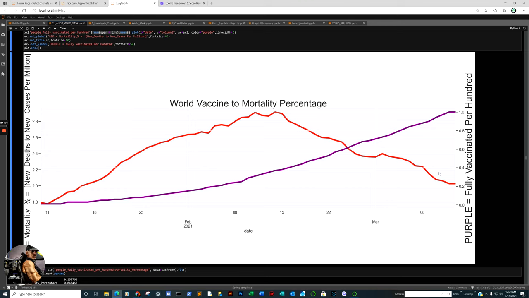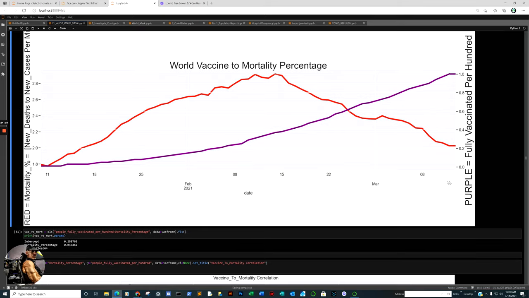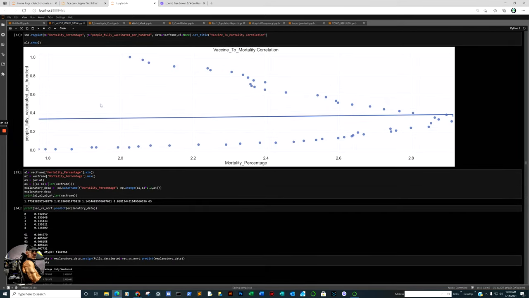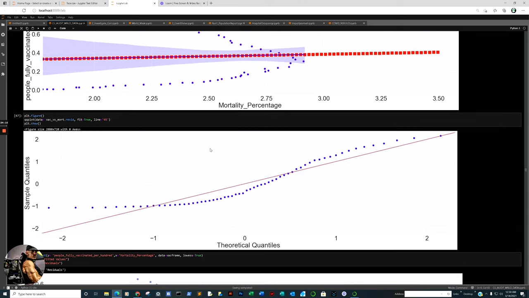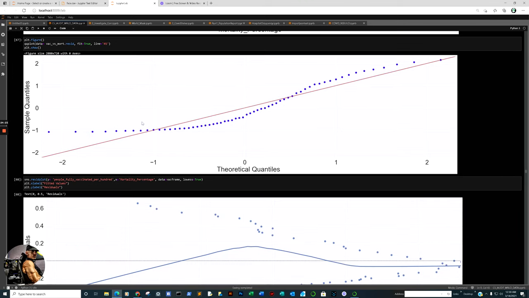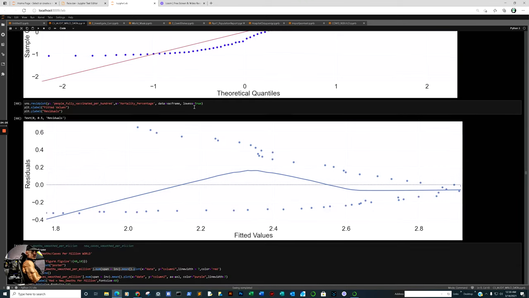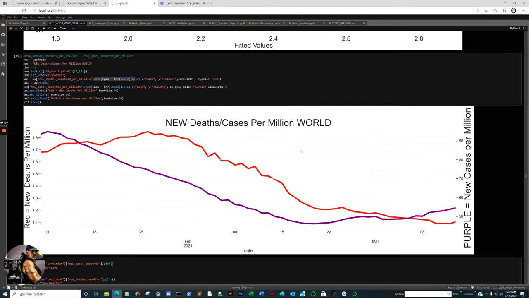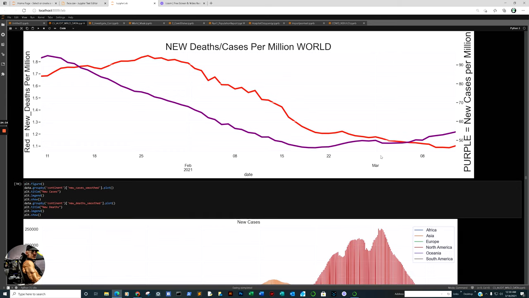So we can erase conspiracy. And so we're looking at the purple and we're looking at the mortality percentage. Nice separation there. Really interesting. Vaccine to mortality correlation. It's going away. Looking at the theoretical quantiles, and we'll maybe look at that next week. I had to rebuild a lot of data frames because a few of the data reporting agencies are no longer reporting new deaths, cases per million world, so it took some time.